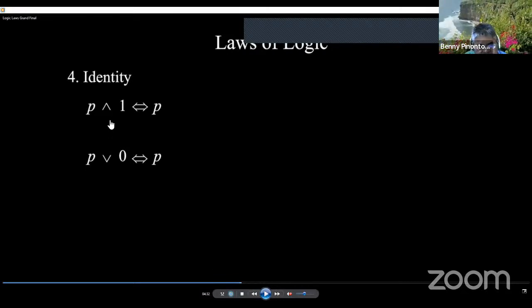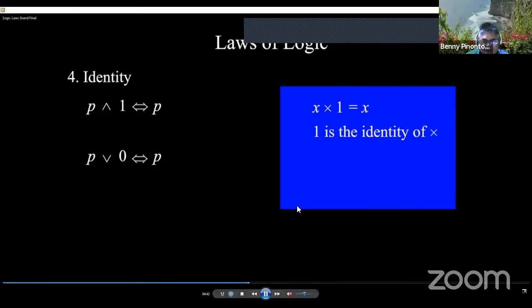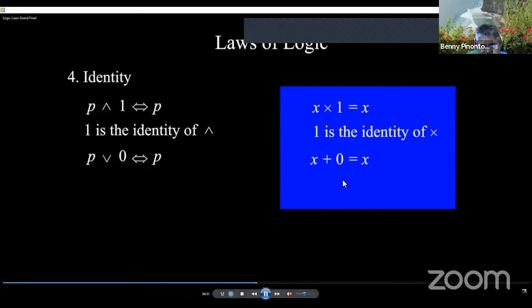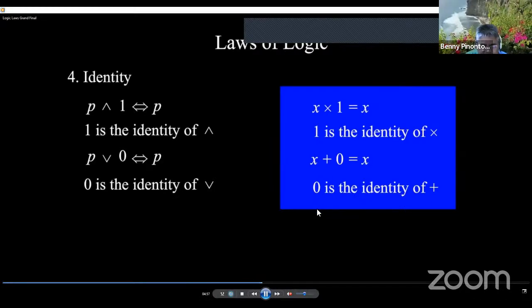So here, that's the identity for n, and this is the identity for or. No, 1 is the identity for n, and 0 is the identity for or. And this one is for plus. Yeah, 0 is the identity for addition.